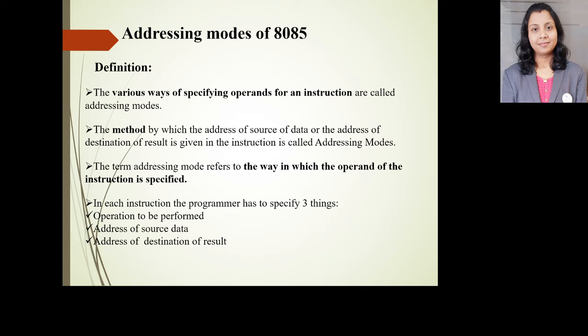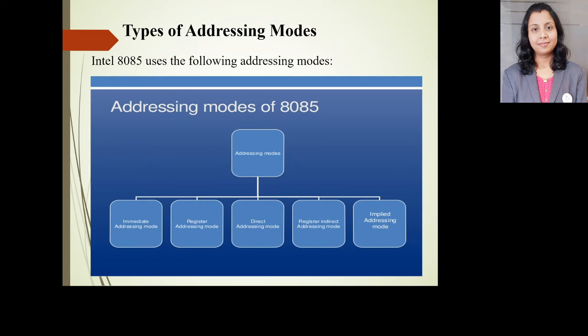So finally, we can illustrate that in each instruction the programmer has to specify these three things. What are these three things? The operation to be performed, the address of the source data, and the address of the destination of the result. So next we'll move on. What are the types of addressing modes?